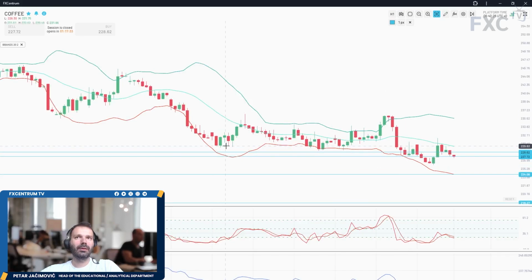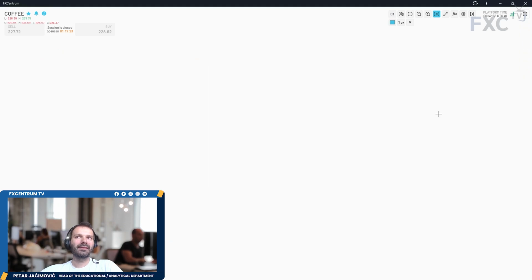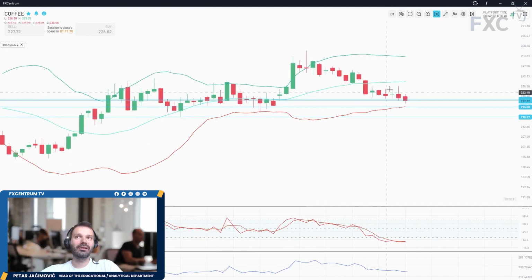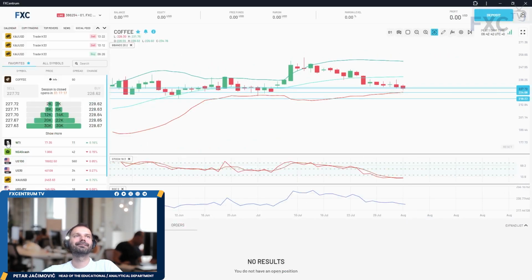Let's take a look at the hourly time frame. As you can see, we broke this consolidation, more like a fake breakout of this hourly consolidation, and our market's building lower highs and lower lows. Oscillator is holding below the 50 level. So it seems like there is a chance for a retest of this key support on the coffee market.